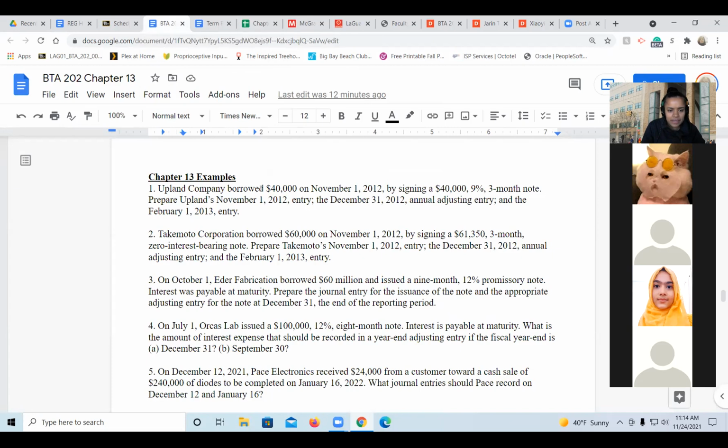So Upland Company borrowed $40,000, right? So there's your liability on November the 1st. So watch the dates, because as soon as you have to calculate interest, you've got to be very careful with dates, 2012.